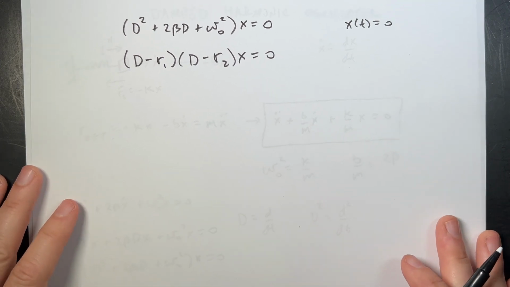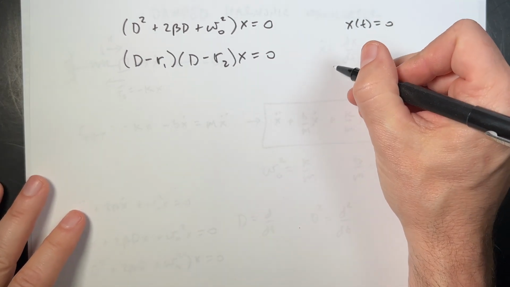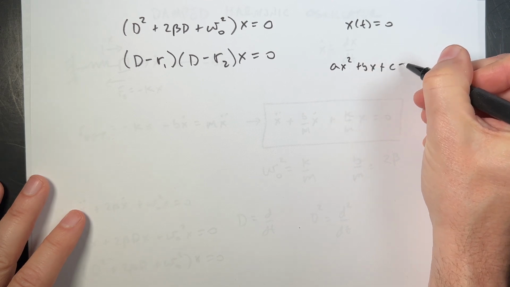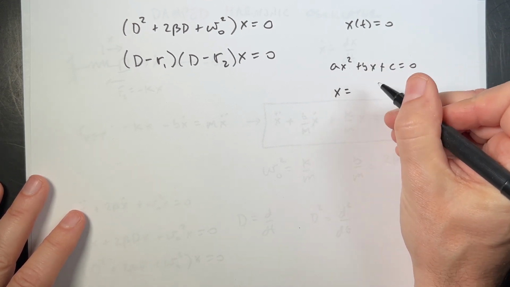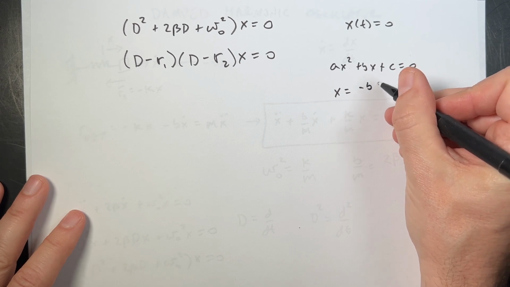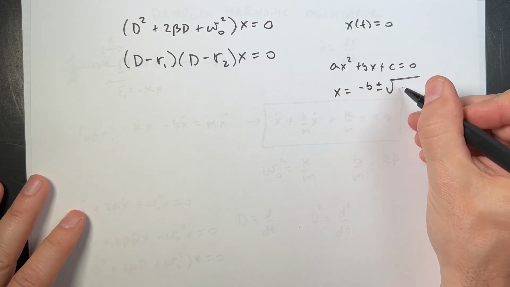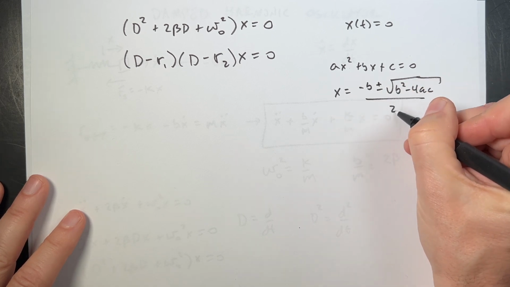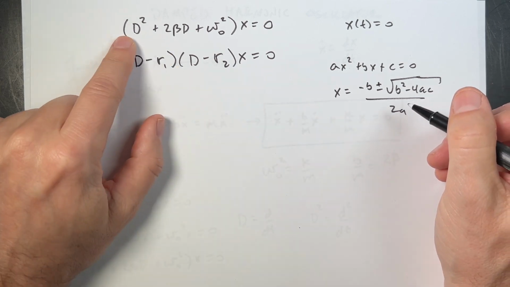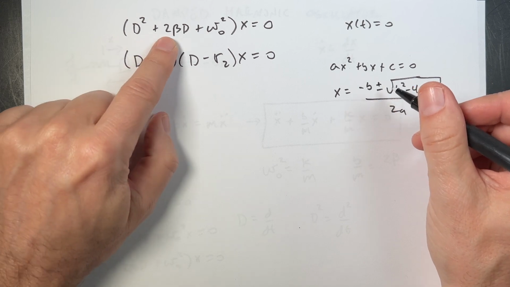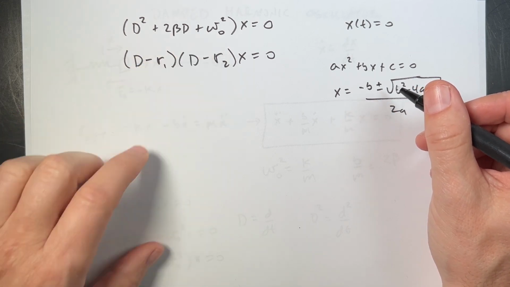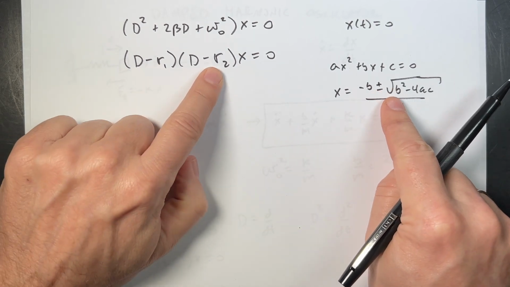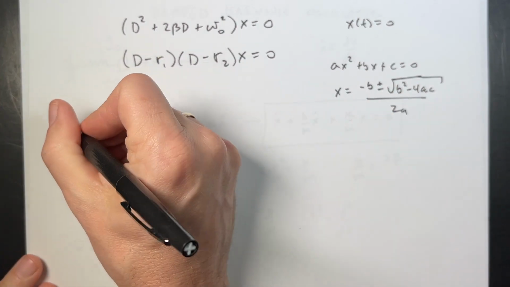Yes, from 8th grade. It comes back. So remember, if I have ax squared plus bx plus c equals 0, then x is going to be negative b plus or minus the square root of b squared minus 4ac, all of that over 2a. So here, a is equal to 1, b is 2 beta, c is omega naught squared. So I'm going to get the following solutions. R1 will be the plus, R2 will be the minus. So let's do the plus.